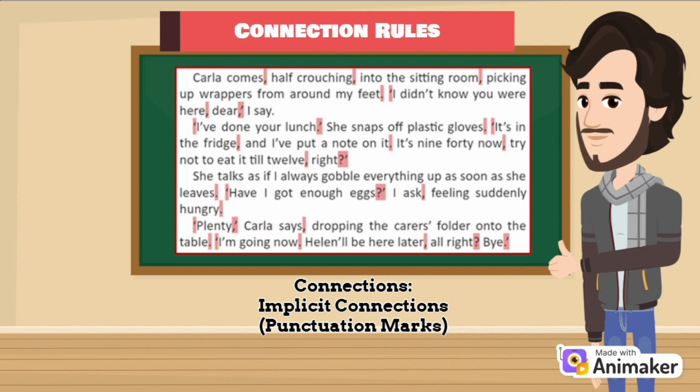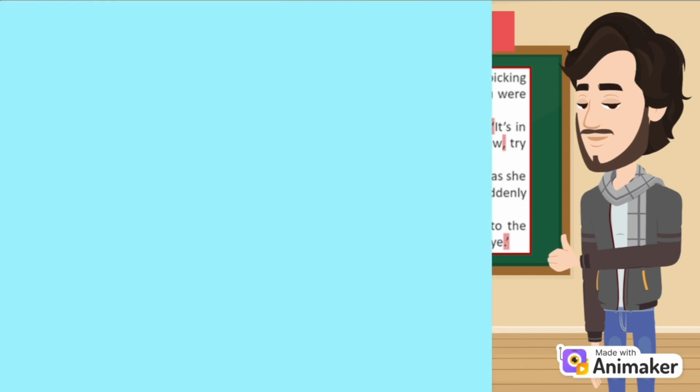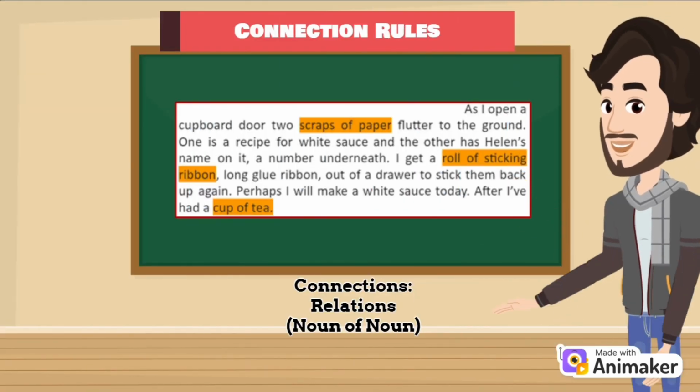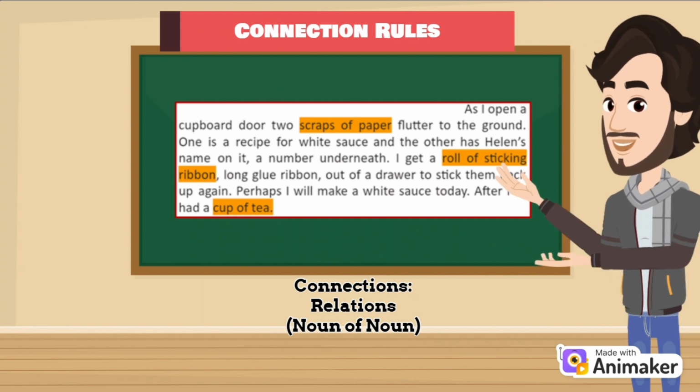We can see briefly here the use of periods, commas, quotation marks, and question marks. The other connection is the explicit connection, or connectors. We can see coordinators, such as and, or, and but, and subordinators, such as when. Relations are a connection rule that refer to the grammatical features.